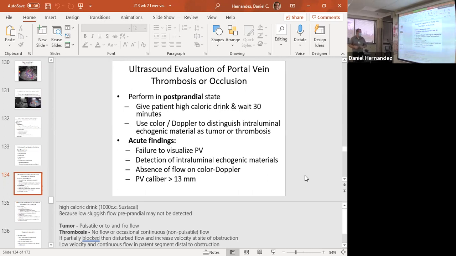So we're going to detect intraluminal echogenic material. We're going to document absence of flow on color Doppler. And we're also going to look for dilatation of the vein, so the main portal vein. We'll look for diameters over 13 millimeters. Remember that also coincides with portal hypertension. So when we're measuring the portal vein, measurements over 1.3 centimeters or 13 millimeters could also indicate the presence of portal hypertension as well.